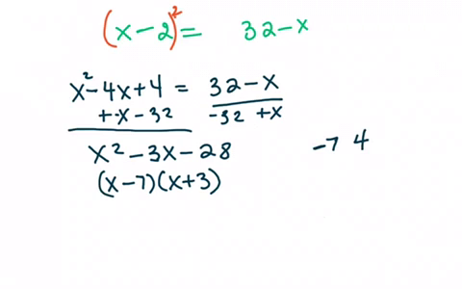Now, when I bring these two numbers out of their parentheses, this becomes positive 7, this becomes negative 3. So again, positive 7 is correct, negative 3 is not.